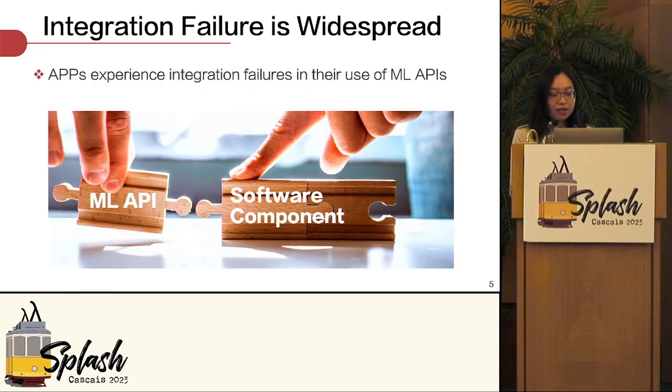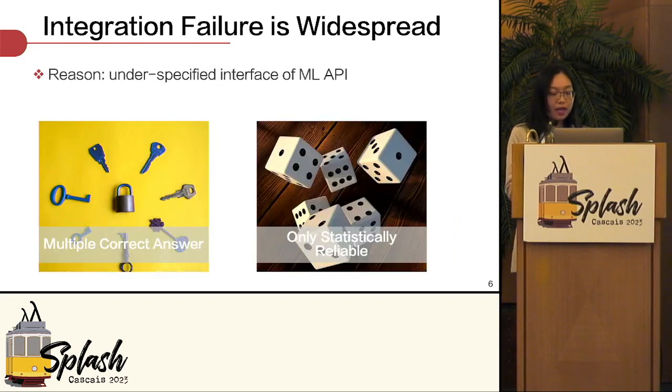Unfortunately, these applications often experience integration failures in their use of these APIs. It's a type of failure that occurs when the output of an API invocation is incompatible with the software component that uses this output. Integration failures are widespread in applications that use these ML APIs due to underspecified interfaces of the latter. This phenomenon is particularly visible in two ways. First, every cognitive task performed by an ML API typically has more than one correct answer. Second, the model used by an ML API is inherently probabilistic, whose outputs are only statistically reliable over many input samples.